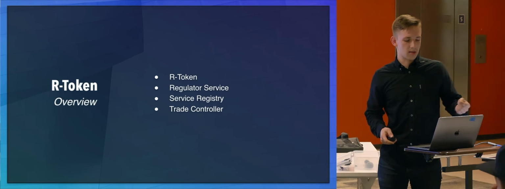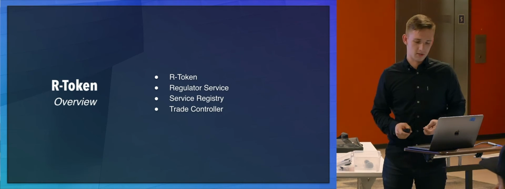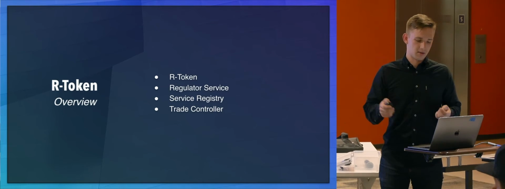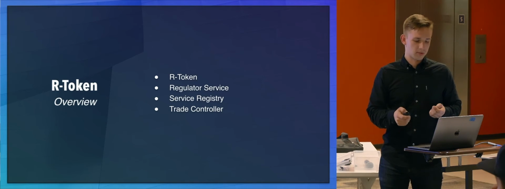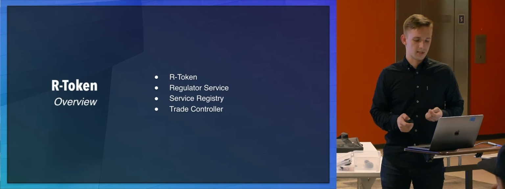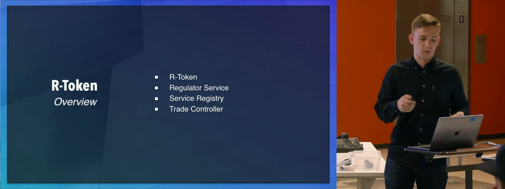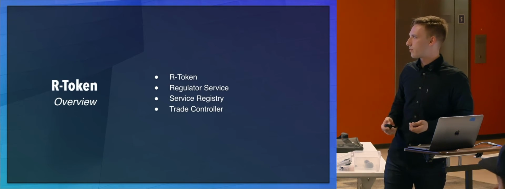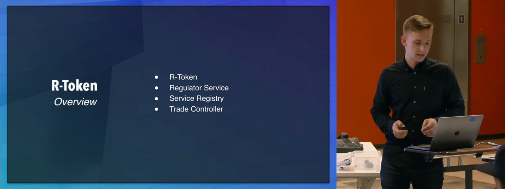Between the R-Token and the regulator service sits another contract called the service registry. This contract stores the address of the regulator service contract, and it allows the token owners to replace the regulator service contract address. This makes regulator service contracts upgradable for the token owners. So you could think of the service registry as allowing for a proxy pattern.